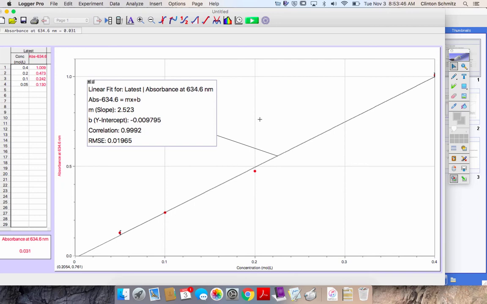Pour some of the unknown out of the volumetric flask. You might want to invert it a couple times to make sure it's mixed up well. Put that in your cuvette and put the lid on it.